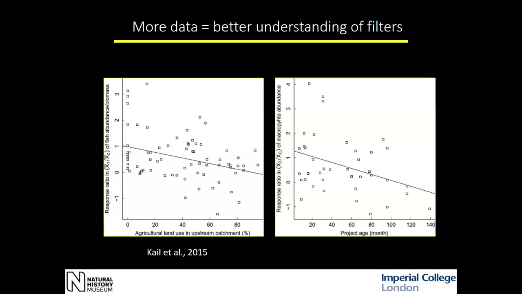Here, the response ratio on fish abundance reduces where you have a greater agricultural extent, a greater percentage extent of land. And here, project age has a negative effect on macrophyte abundance. So these are really interesting and crucial things to better understand for us to make restoration more effective.